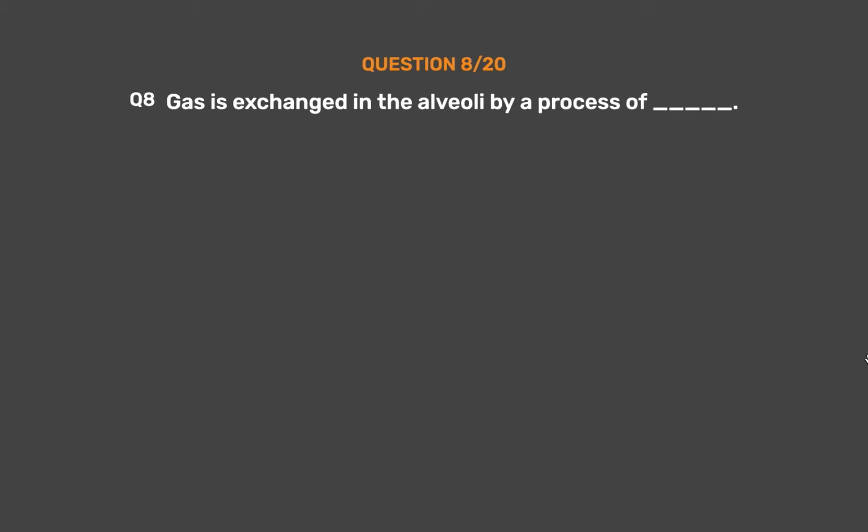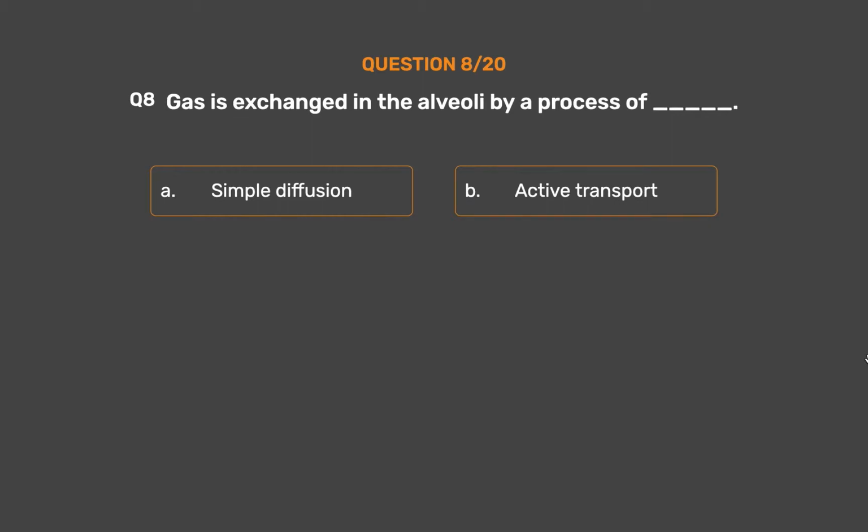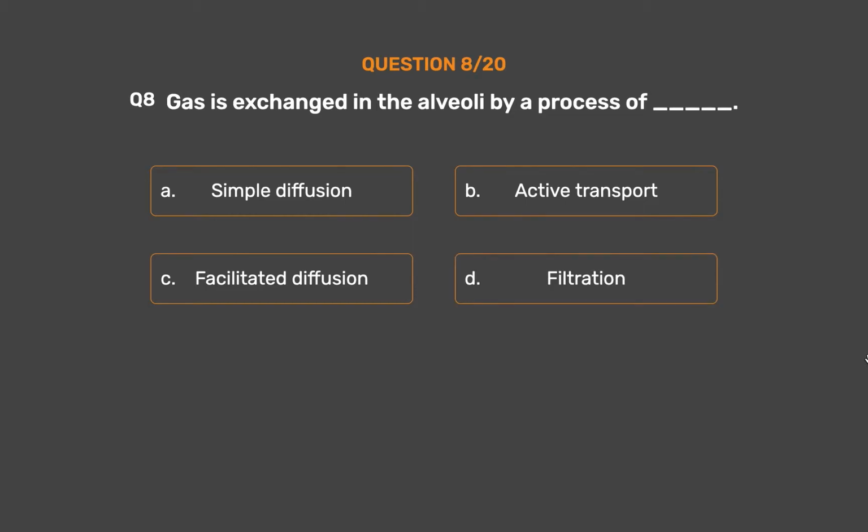Question number 8. Gas is exchanged in the alveoli by a process of underscore. Option A. Simple diffusion. Option B. Active transport. Option C. Facilitated diffusion. Option D. Filtration.